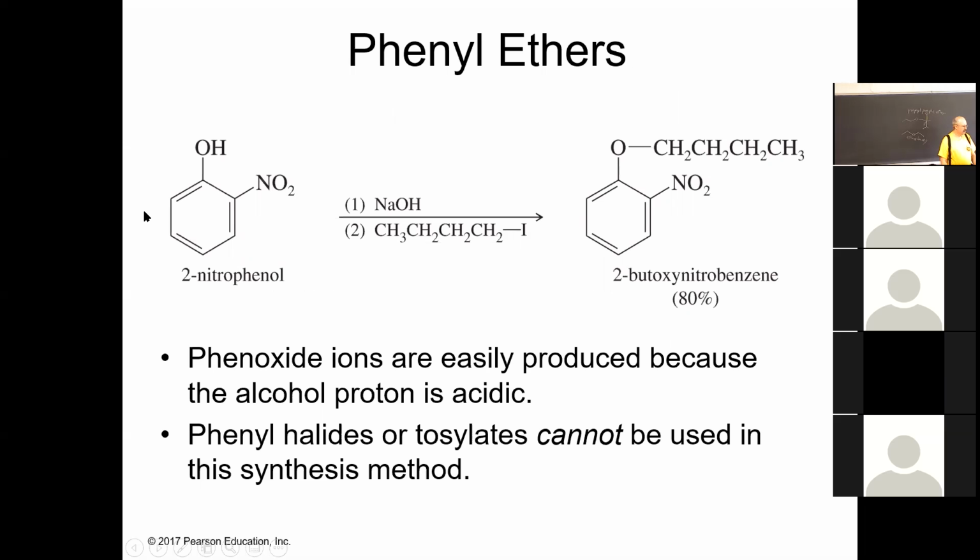Okay, we saw a couple of chapters ago that phenols are many times more acidic than alcohols. And so to form the phenoxide, the O-, we don't have to use sodium hydride or sodium or potassium metal. We could use sodium hydroxide or even sodium carbonate. Okay, that forms the phenoxide, and then we can do an SN2 to form the desired ether. Okay, so this one is 2-butoxy nitrobenzene.